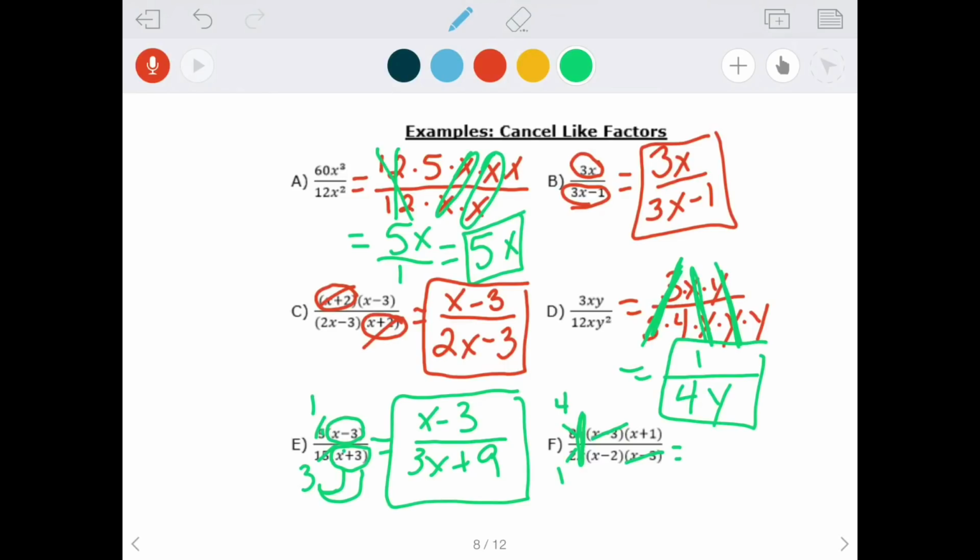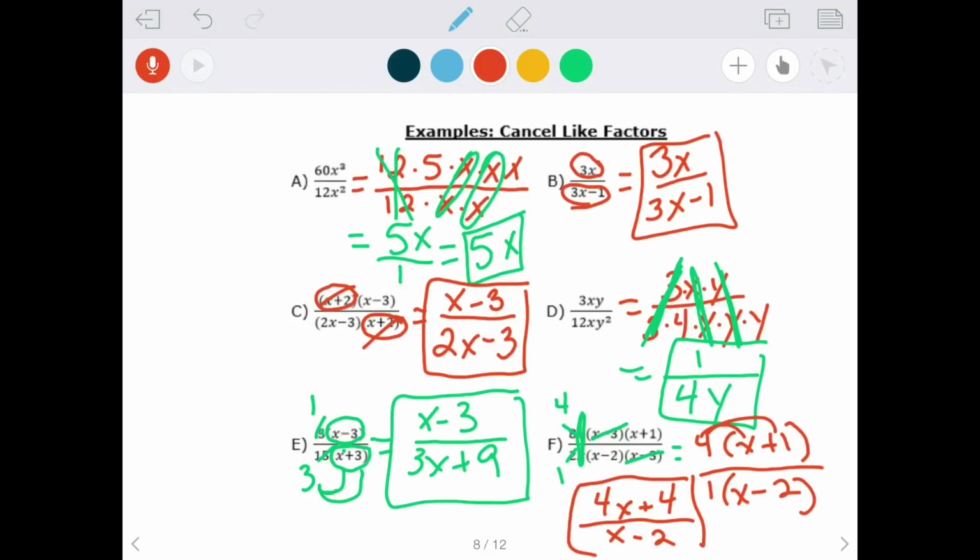Then remember, we do have to multiply everything out, so I'll rewrite it so it's easier for you to see the distribution of this one. So 4 times x is 4x, 4 times 1 is 4. All over, and since I'm just multiplying by 1, I can just write x minus 2. And that is your final example for just canceling like factors.